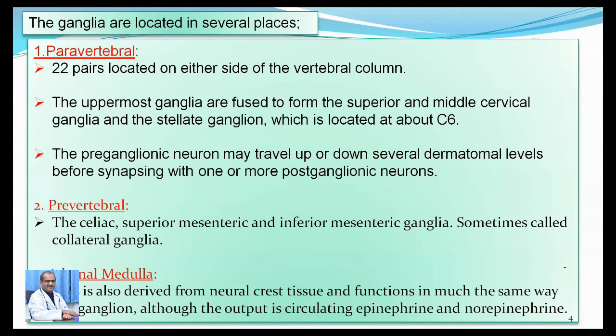So paravertebral and prevertebral ganglia, the celiac, superior mesenteric and inferior mesenteric ganglia are important here. And the adrenal medulla is also one of the important parts of the autonomic nervous system. This is also derived from neural crest tissue and functions in much the same way as a ganglion, though its output is circulating epinephrine and norepinephrine.